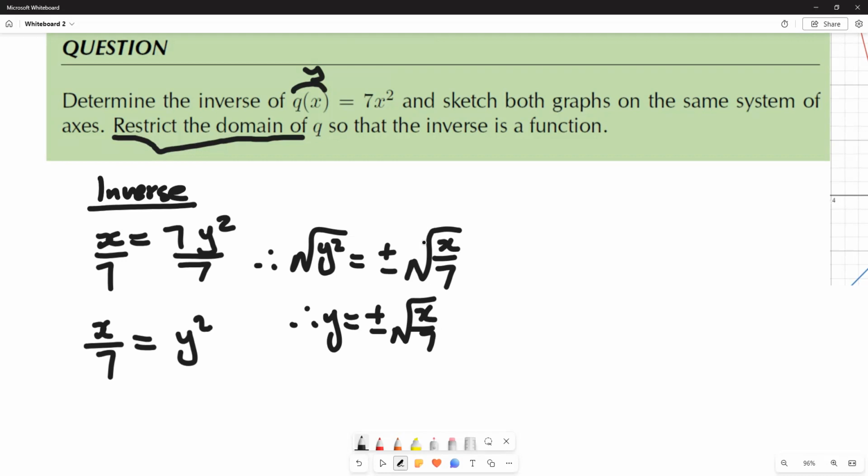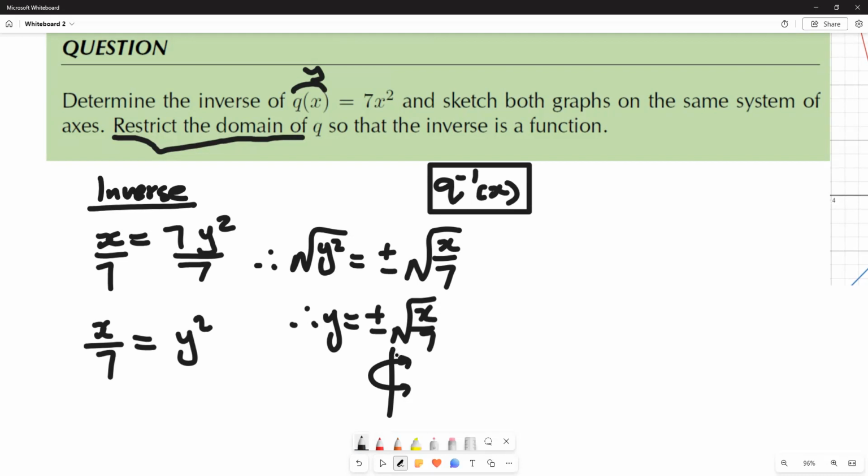And then this graph cannot be written as q minus 1 of x because it's not a function. So it cannot take function notation. So you'll just leave it as y. Only the graphs that are functions can be written in function notation. And the inverse of a parabola is not a function because it looks like this. So it's going to fail the vertical line test. Perfect. So the vertical line test fails here.